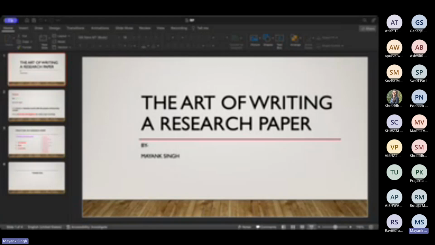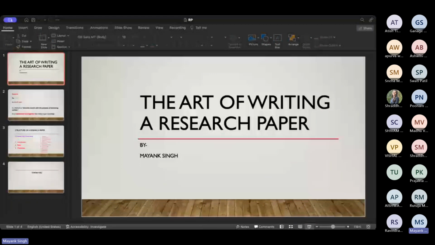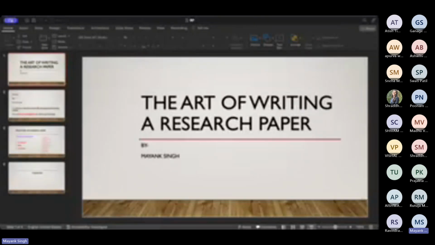So let me start with the topic, that is research. What is research? Research consists of two words, re plus search, that is, to search it again. Why search it again? It is defined as an intensive search with the purpose of becoming certain. So we have to search again what has already been searched. For what purpose are we doing it again and again? For the purpose of becoming certain that yes, we have the knowledge. To gain more knowledge or become more certain, we do research.